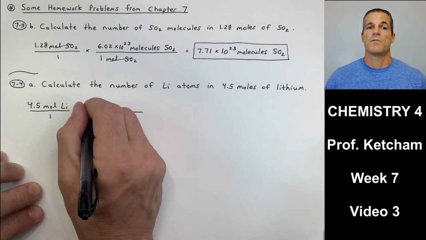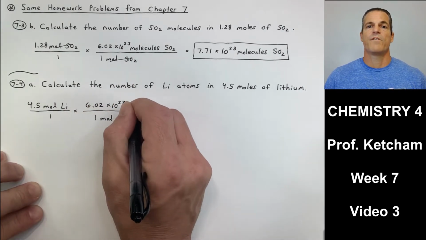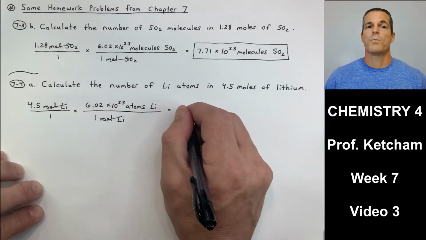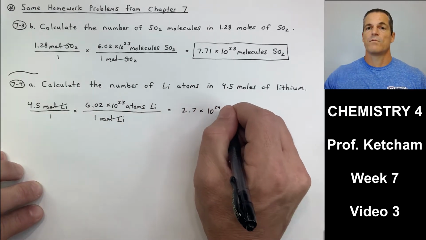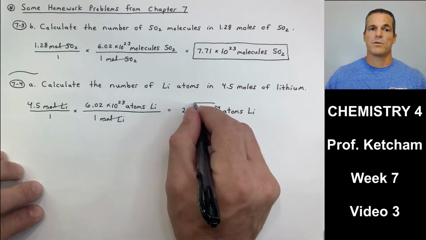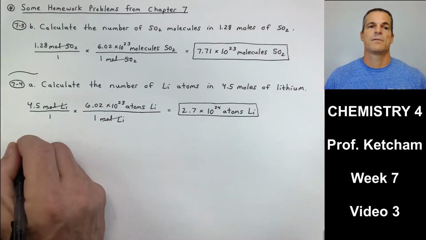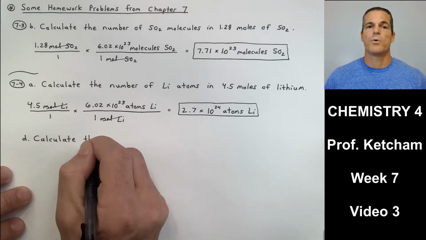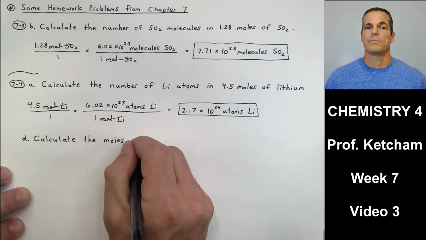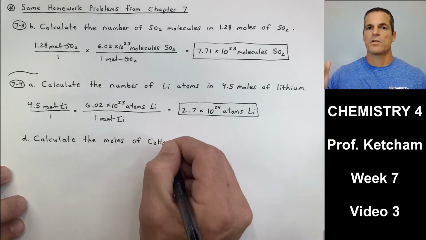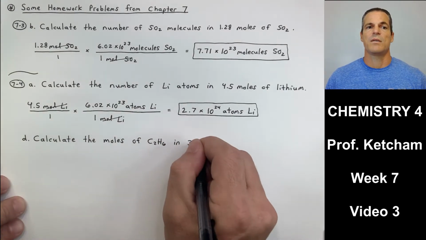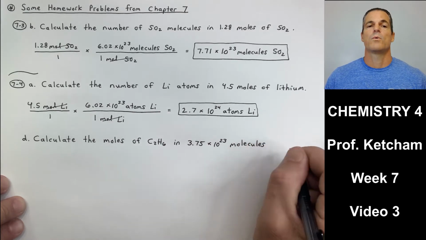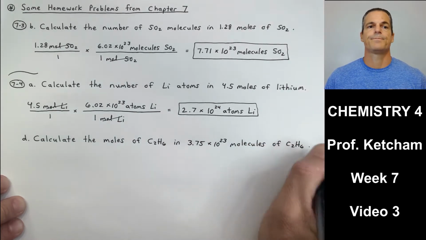7.4a, calculate the number of lithium atoms in 4.5 moles of lithium. So I start with what I'm given, put it over 1, 4.5 moles of lithium. For every 1 mole of lithium, I have 6.02 times 10 to the 23rd atoms. Started with 2 sig figs. My answer has 2 sig figs, 2.7 times 10 to the 24th atoms. Now, notice the difference between molecules and atoms in 7.3b and 7.4a. That's because SO2 is a molecule, whereas Li was an atom.